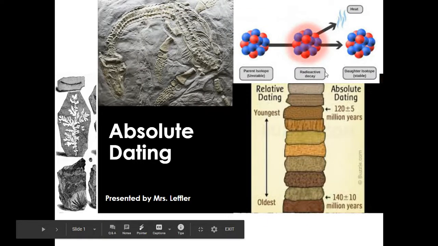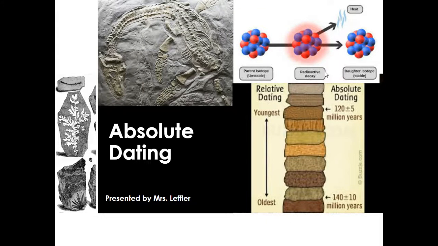Mrs. Leffler here, and I'm just going to give you a brief overview of absolute dating, also known as radiometric or radioactive dating. Absolute dating gives us a specific year, as you can see in this picture right here. Like this rock here is 120 million years, whereas when we did relative dating, it told us that this rock layer was younger than this rock layer underneath, and so forth. So that's what we're going to be looking at today.